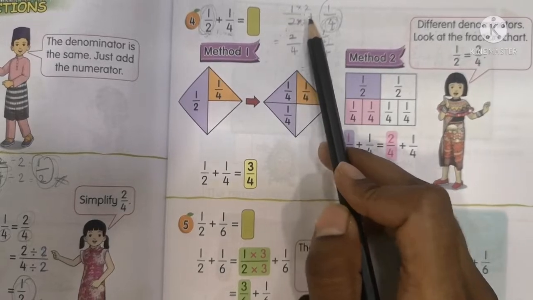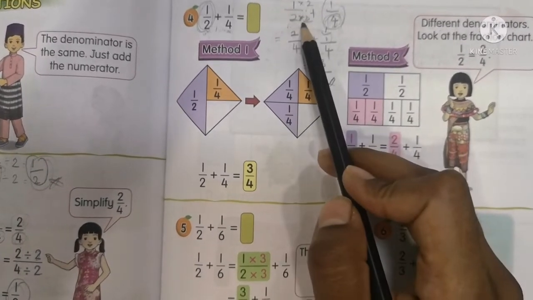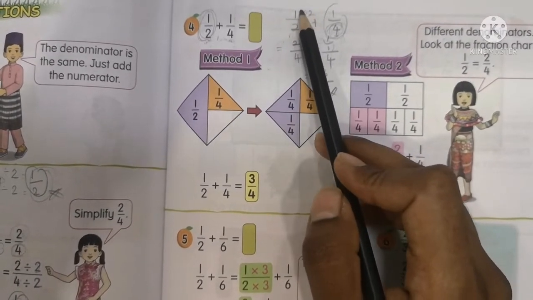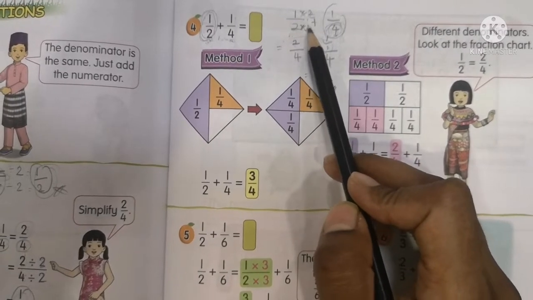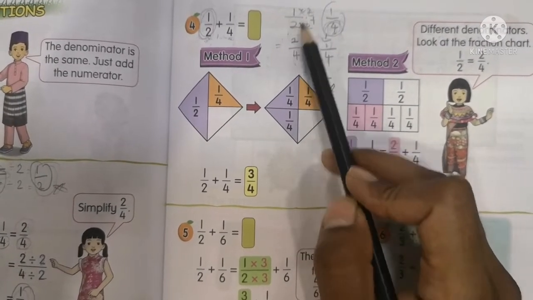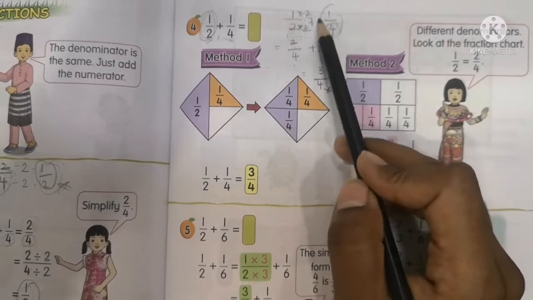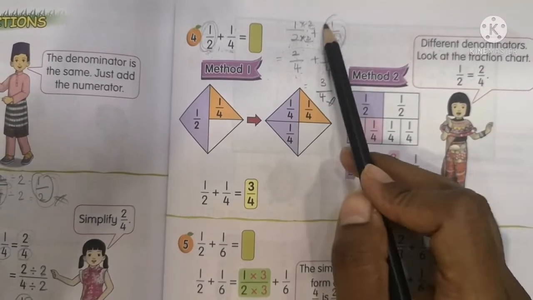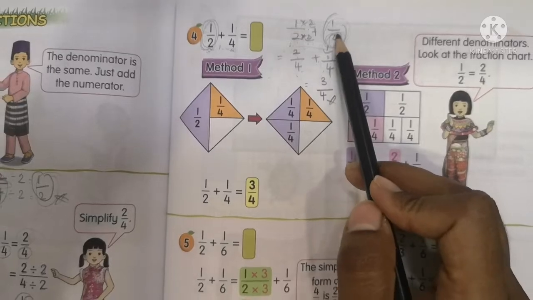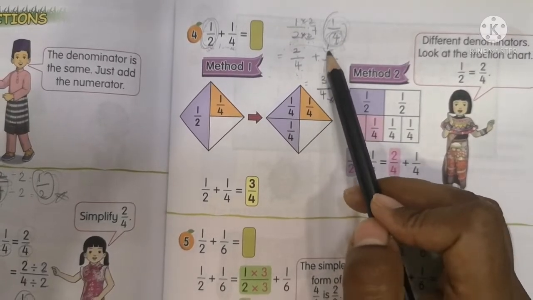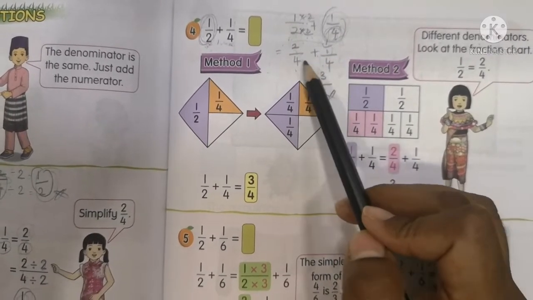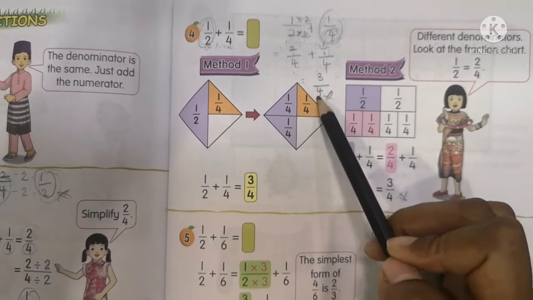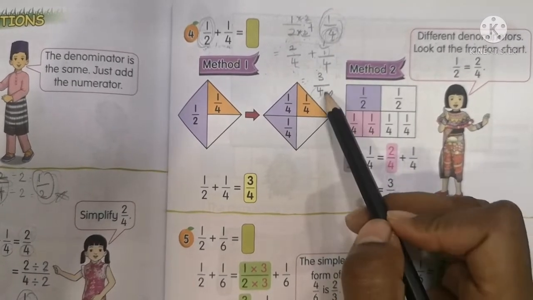So you have to times 2. Kalau dekat bawah darab 2, dekat atas pun kena darab 2 juga. Okay, 2 times 2 4, 1 times 2 is 2. Then plus this one, did we add anything? Darab anything? No, right? So just write back here 1/4. Then you plus, the denominator are same, so we can easily add the number.